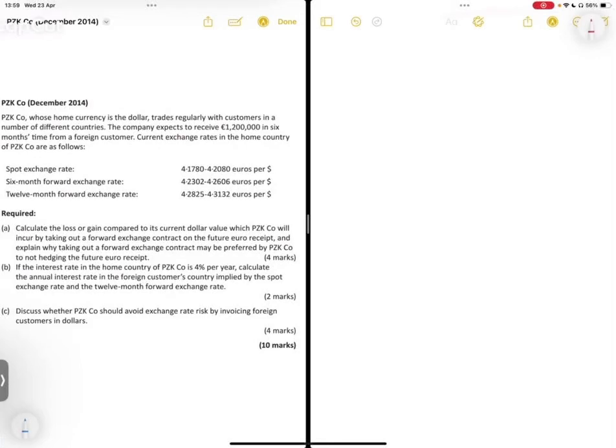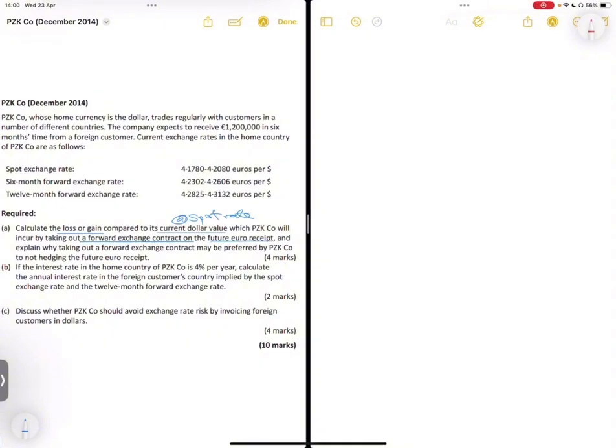Let's look at this PZK quickly. So we have three requirements to look at. The first one is to calculate loss or gain compared to its current dollar value. So current dollar value, definitely we have to be at the spot rate, because that's the current value, which PZK will incur by taking out a forward exchange contract on the future euro receipt.